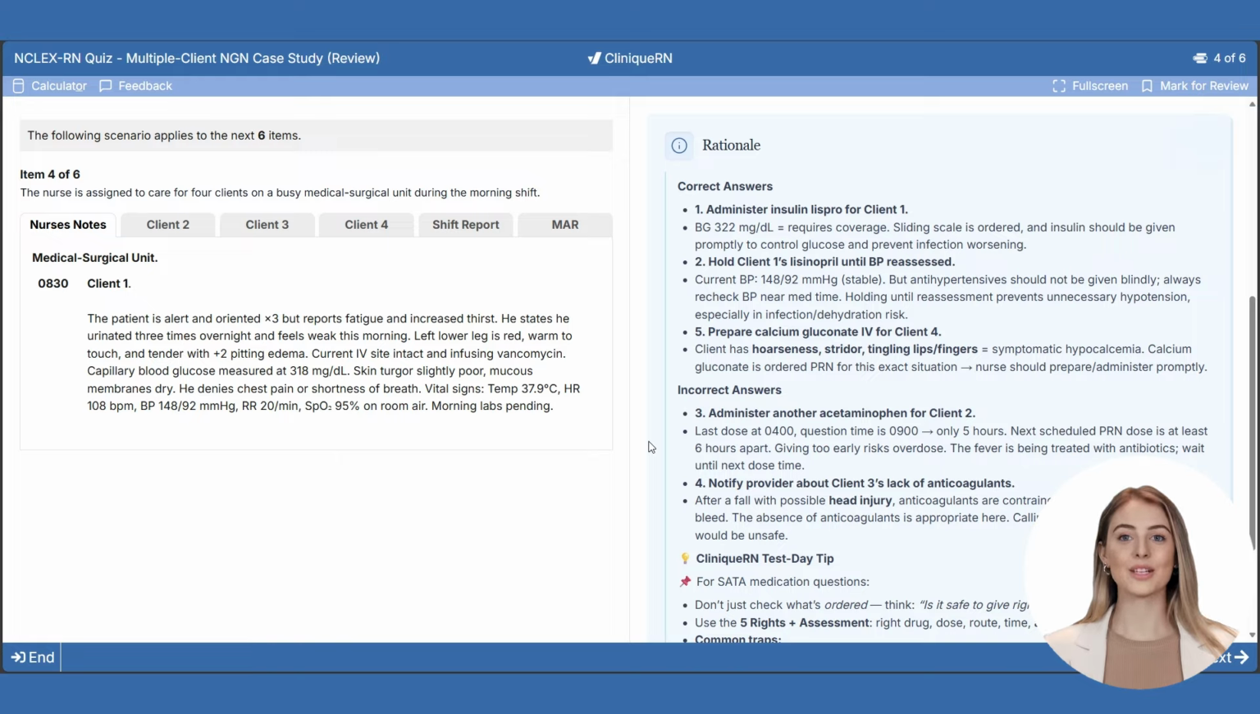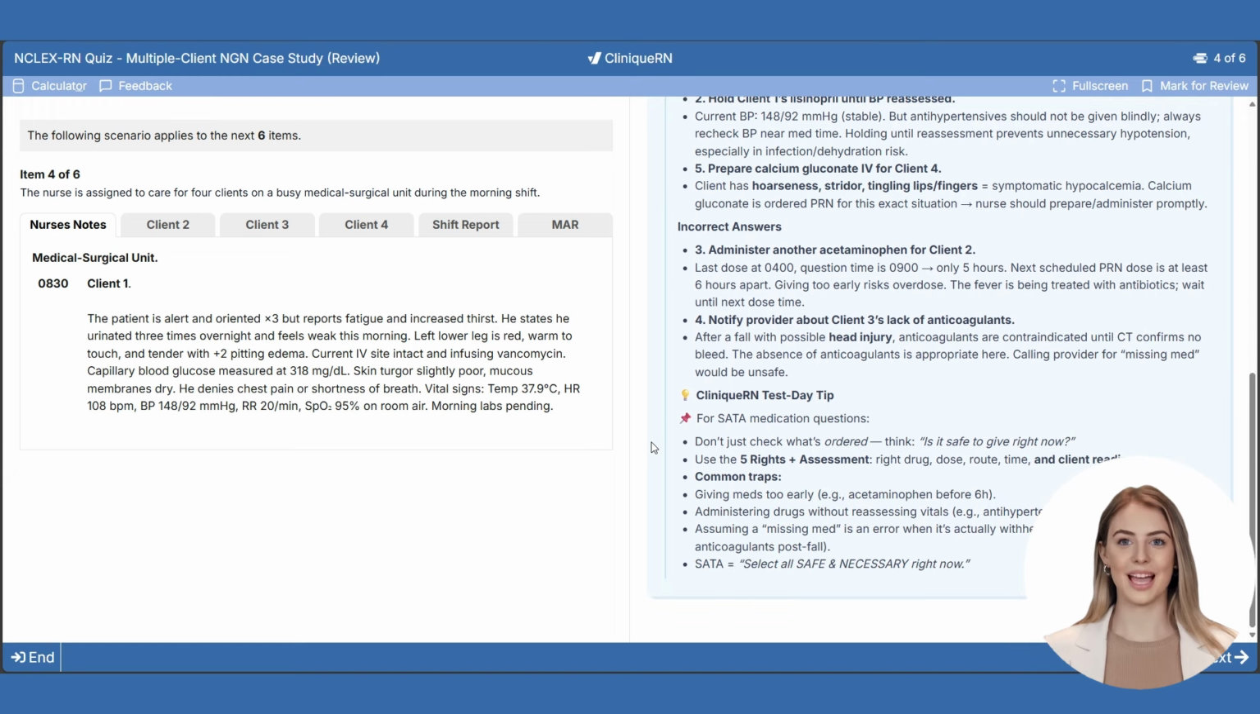Second, hold client 1's lisinopril until BP is reassessed. Current BP 148/92 millimeters of mercury, stable. But antihypertensives should not be given blindly. Always recheck BP near medtime. Holding until reassessment prevents unnecessary hypotension, especially in patients at risk.